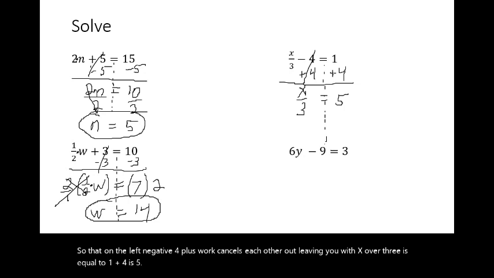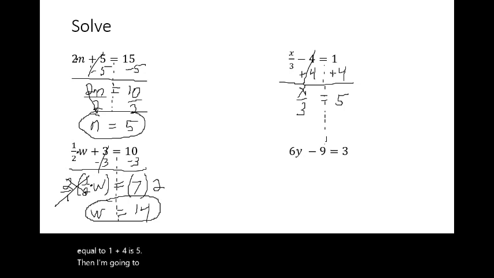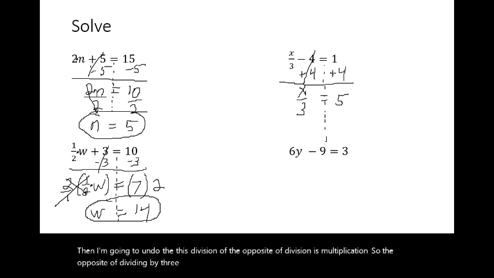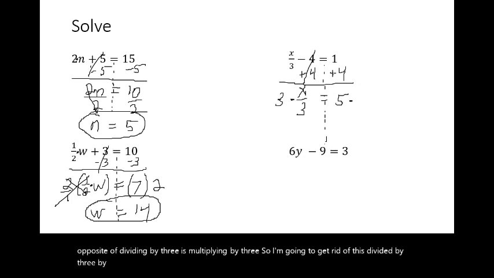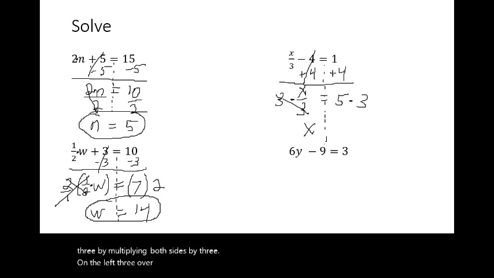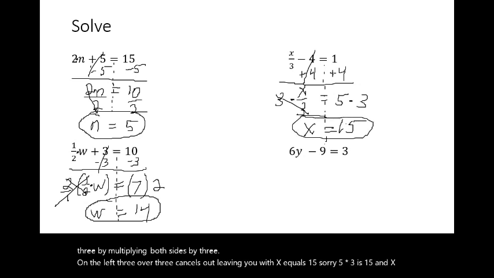Then I'm going to undo this division. Now the opposite of division is multiplication. So the opposite of dividing by 3 is multiplying by 3. So I'm going to get rid of this divided by 3 by multiplying both sides by 3. On the left, 3 over 3 cancels out, leaving you with x equals 5 times 3 is 15, and x equals 15 is then your final answer.